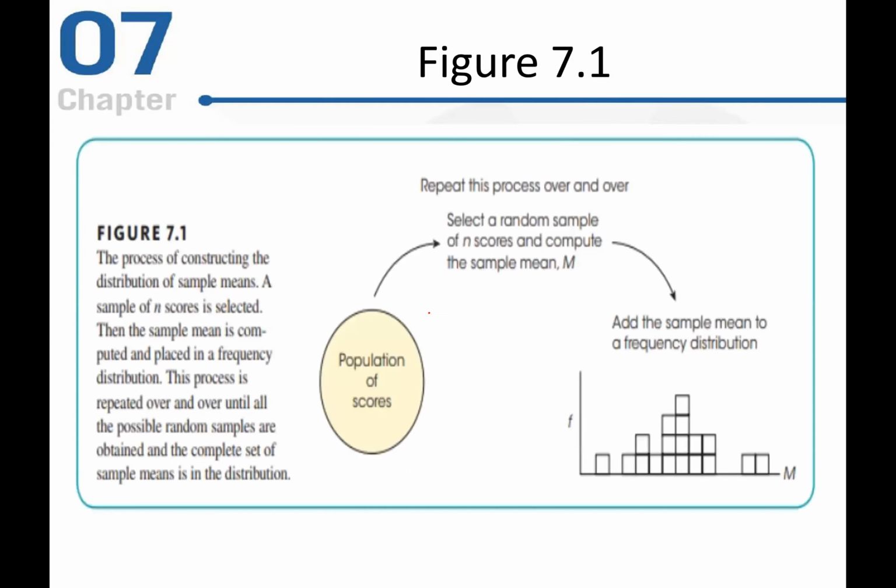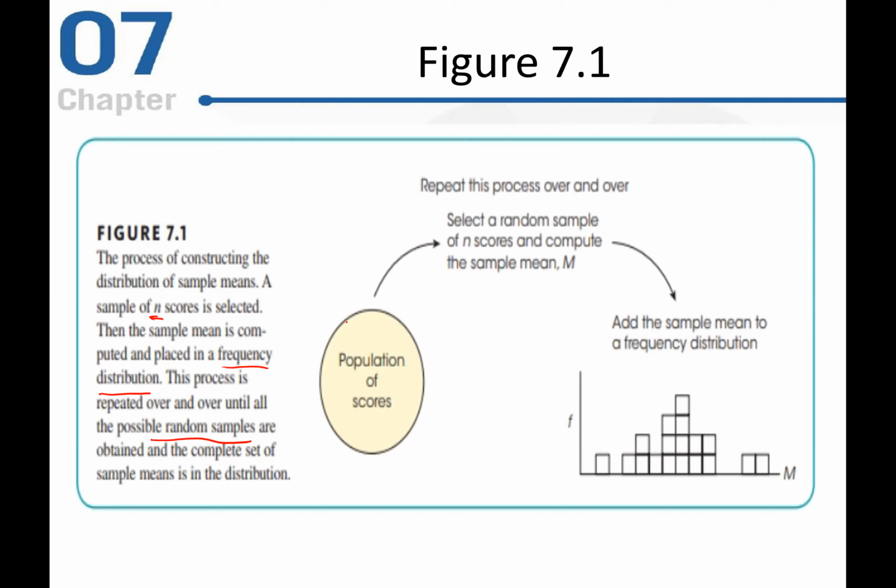So let's look at this in a different way. In this figure, this is the process of constructing the distribution of sample means. A sample of n scores is selected. Then the sample mean is computed and placed in a frequency distribution, which we talked about in chapter 2. This process is repeated over and over again until all the possible random samples are obtained and the complete set of sample means is in the distribution.